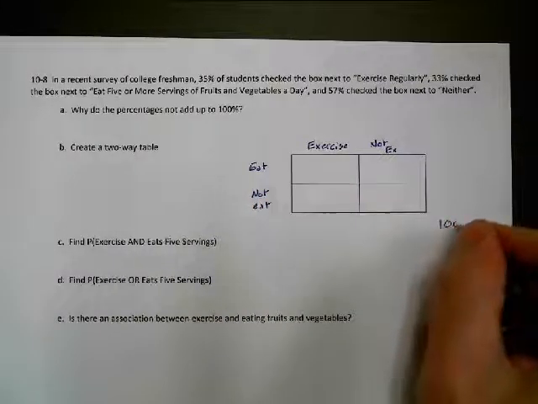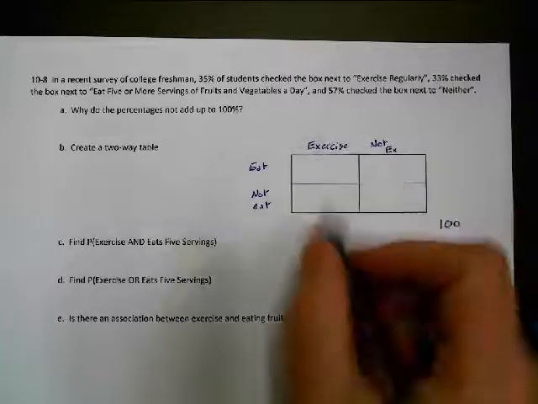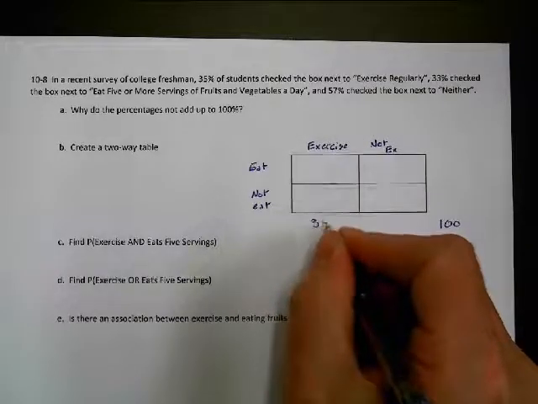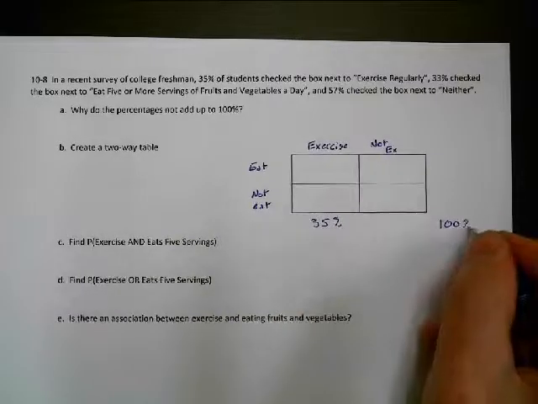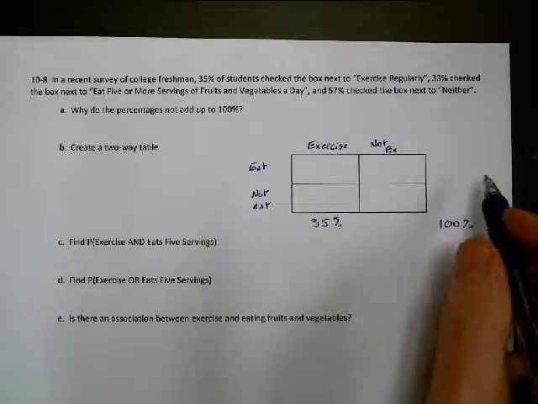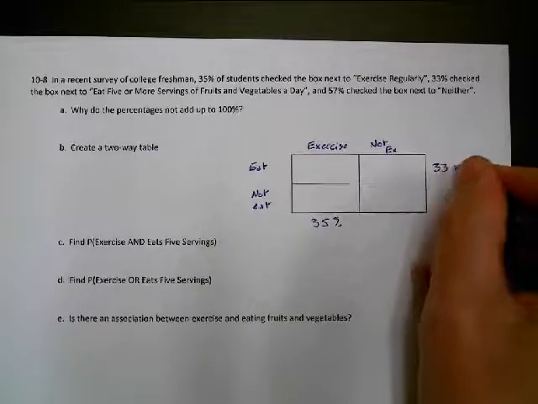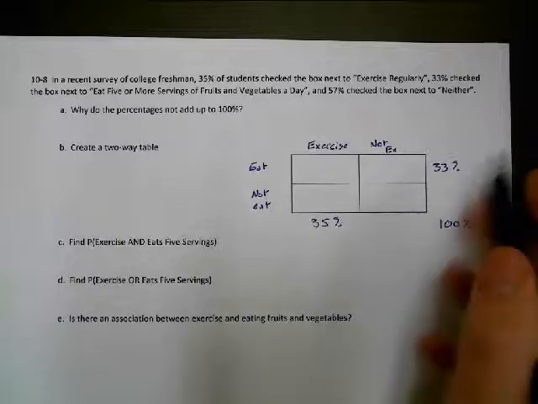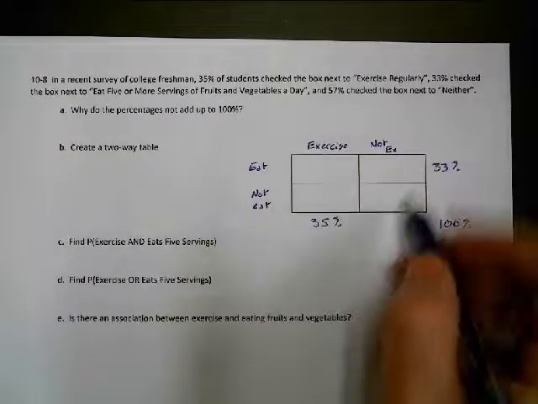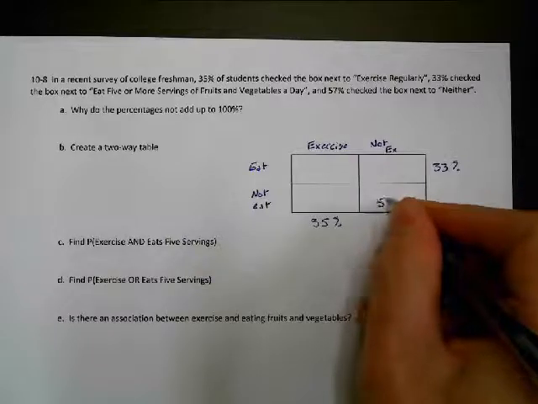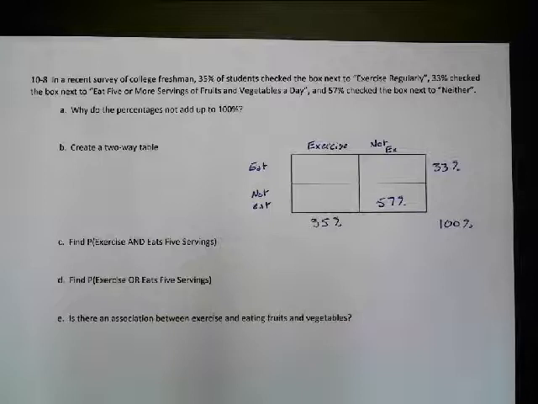Okay, it says 35 did exercise regularly. That's here, 35%. It says 33 eat 5 or more, so 33% here. Then it says 57% don't do either of them, so that would be right here. All right, and now we can fill in the rest of our table.